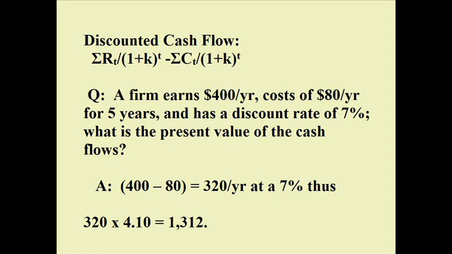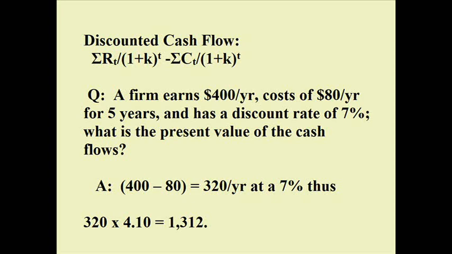Well, we're going to start to bring this together. Here's a simple example. We're going to complicate it a little bit later. We have discounted cash flows. Look at that notation. You don't have to worry about that. Firm earns $400 a year, has cost of $80 a year for 5 years, and we're going to use a discount rate of 7%. What's the present value of the cash flows?